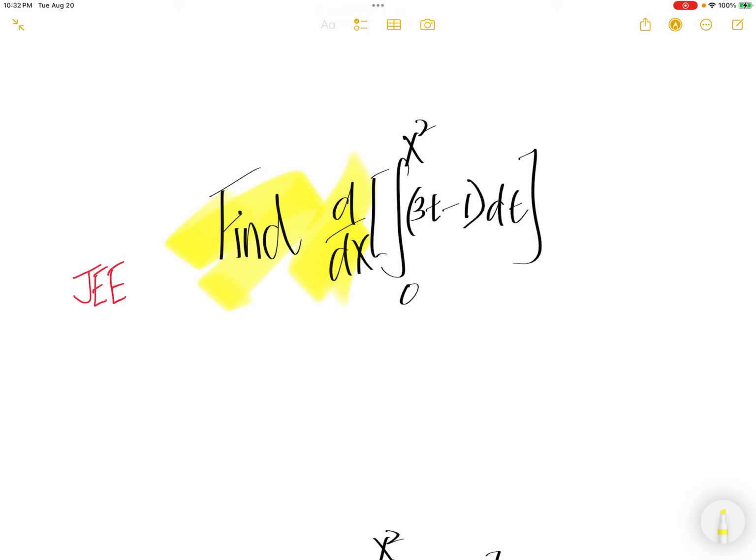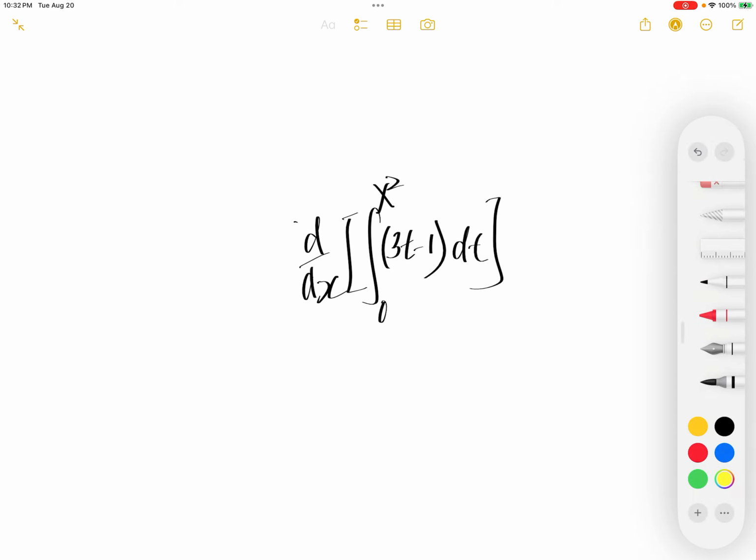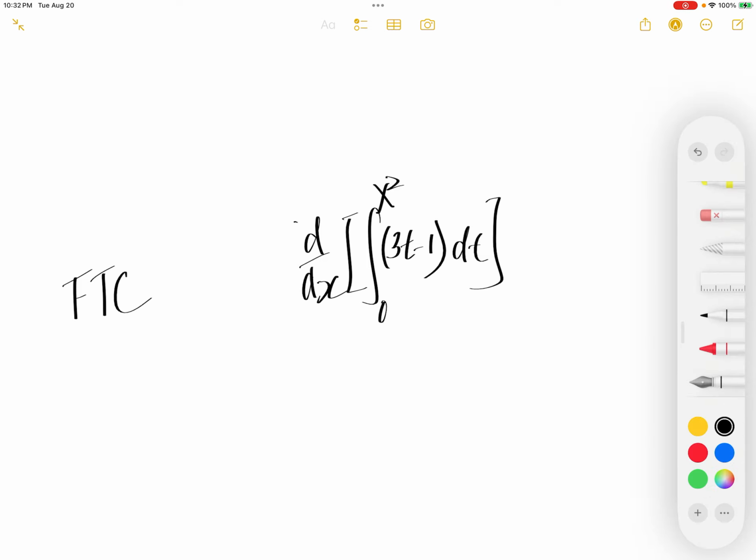Find the derivative with respect to x of the integral of 3t minus 1 with respect to t, where t goes from 0 to x squared. We're going to apply the FTC, the fundamental theorem of calculus.